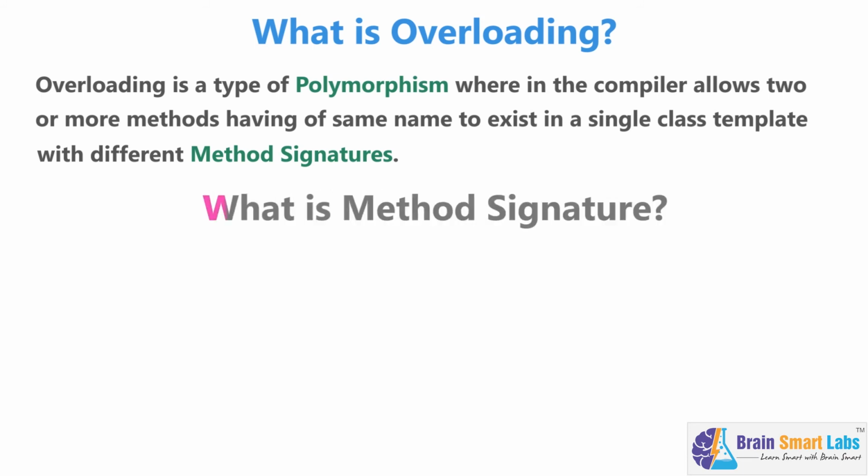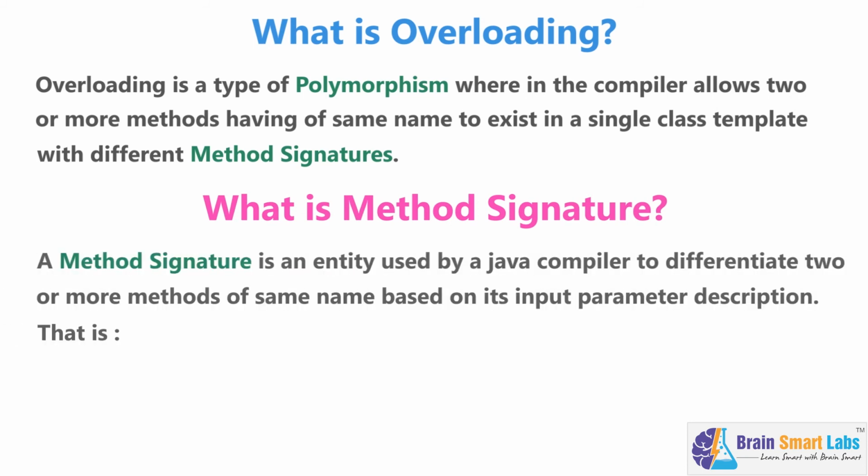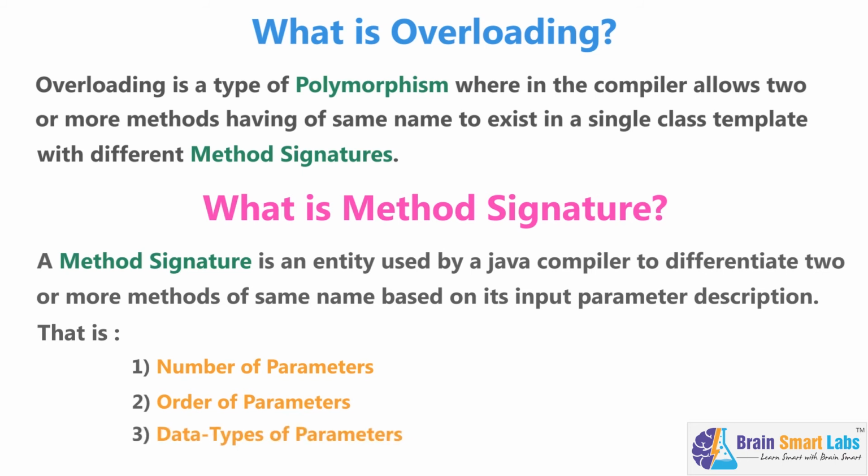And if they ask you what is a method signature, your answer should be: a method signature is an entity used by our Java compiler to differentiate two or more methods of the same name based on its input parameter description. That is, number of parameters, order of parameters, and data types of parameters used.